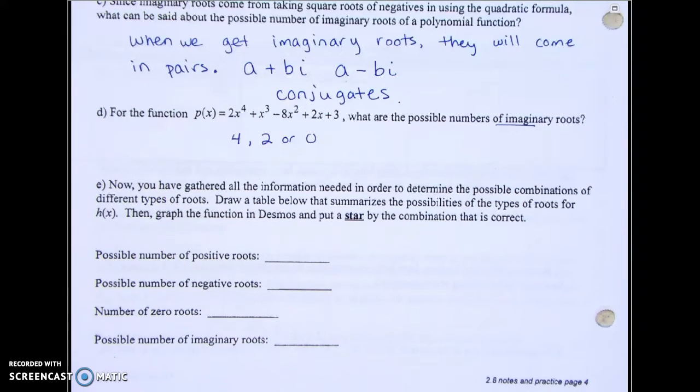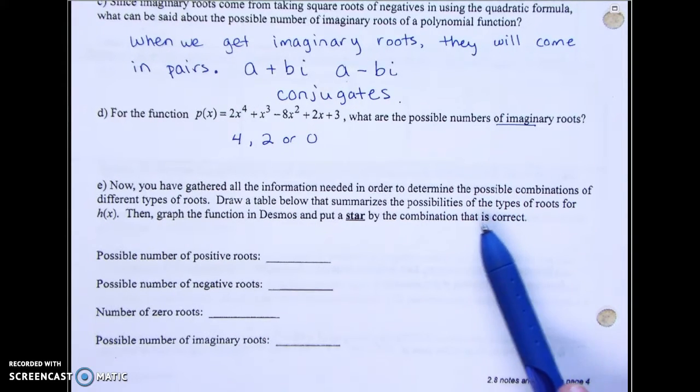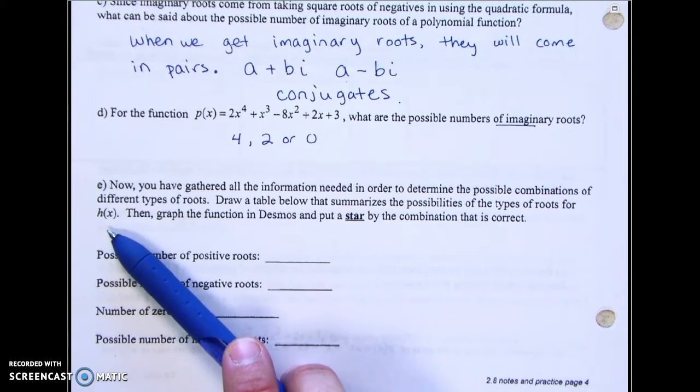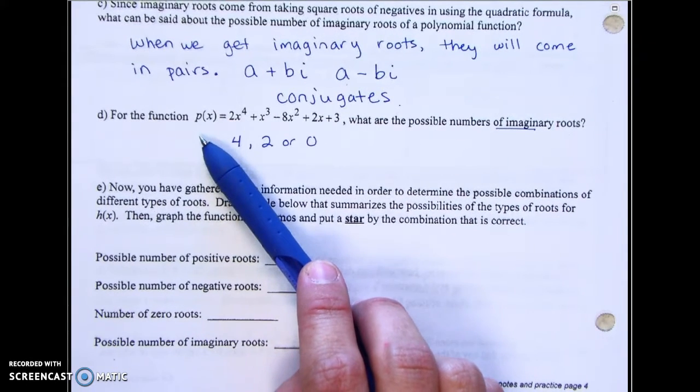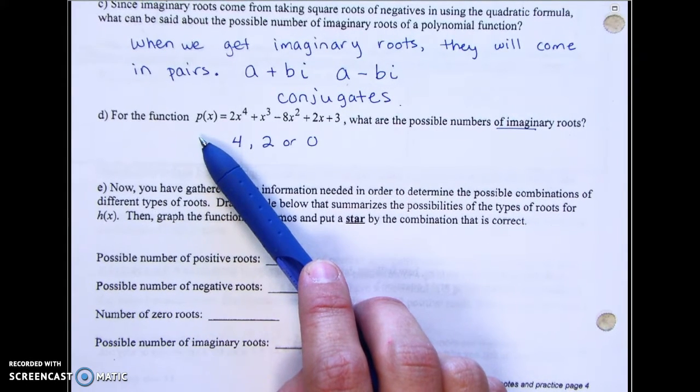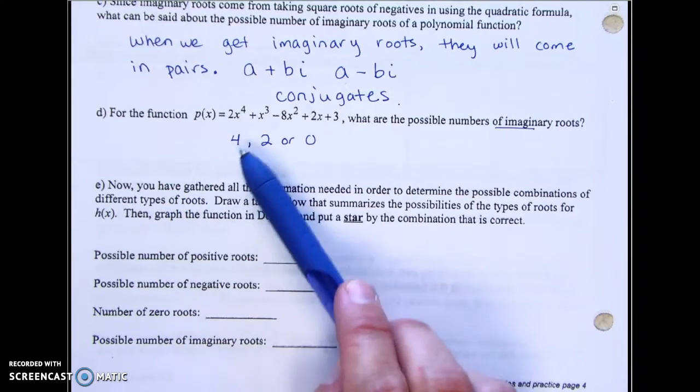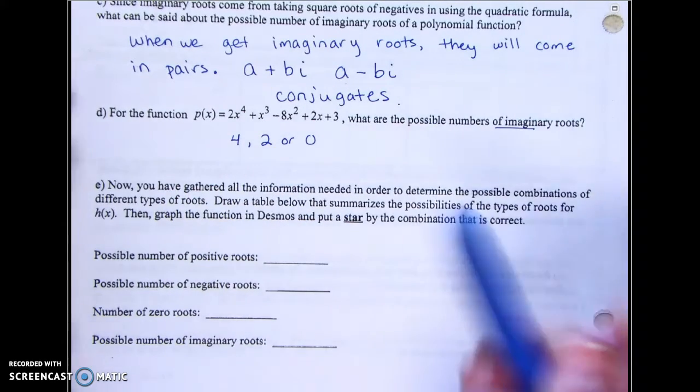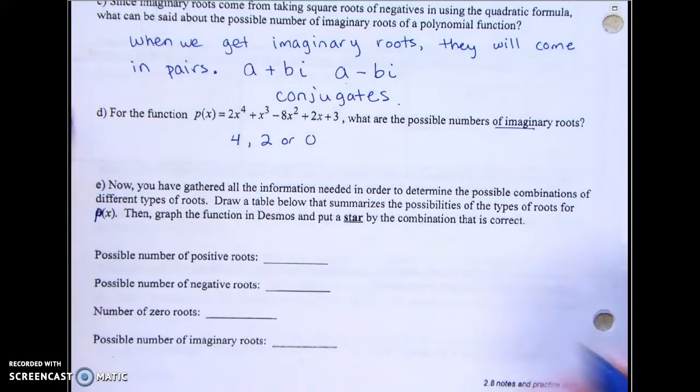Now you've gathered all the information needed in order to determine the possible combination of different types of roots. Draw a table below that summarizes the possibilities of type of roots for h. Then graph the function in Desmos and put a star by the combination that is correct. Okay, this is talking about h. I don't see an h. I see a p. You know what I mean? So I think we're going to do this for p.